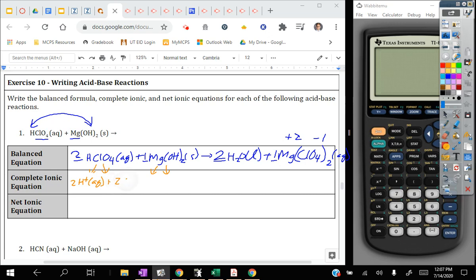and 2 moles of ClO4-, also aqueous. 1 mole of Mg2+, which is aqueous. Oh, I'm sorry. I just saw that magnesium hydroxide is a solid. So when I'm looking at the complete, remember that your solid does not split up. So this is Mg(OH)2 solid. Water does not split up. And then we can leave our aqueous components here.